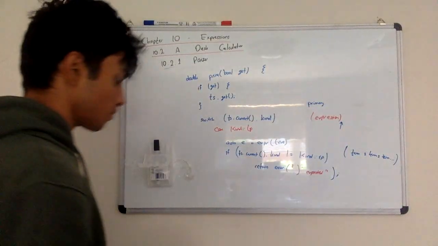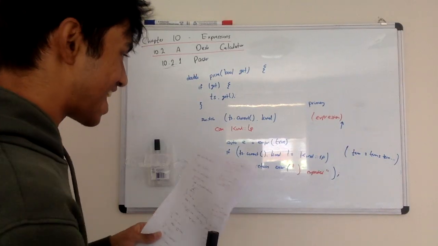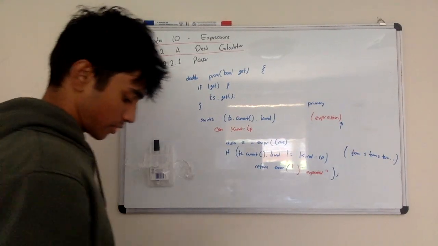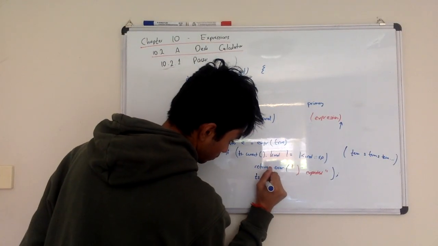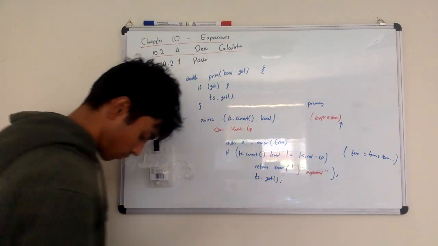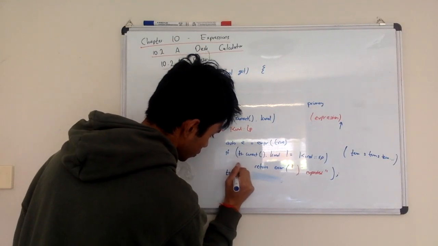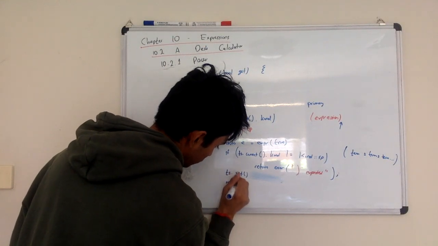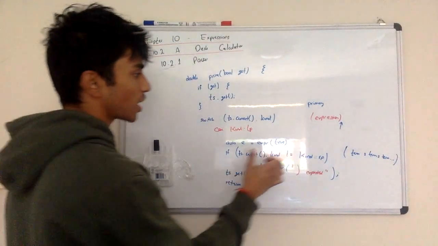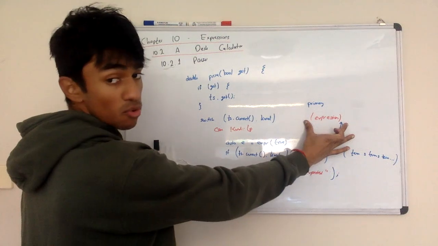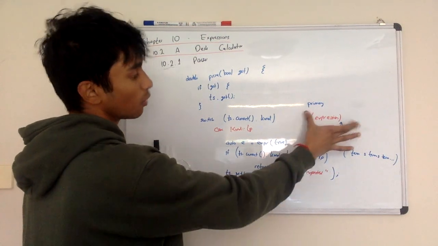Otherwise, we do ts.get again, and we return E. Oops, not in here. So we do ts.get again, and we return the value of E. Hopefully returning the value of E makes sense, because when we get to this primary, we're trying to evaluate it. So this E value that we got from here is what we're trying to return.